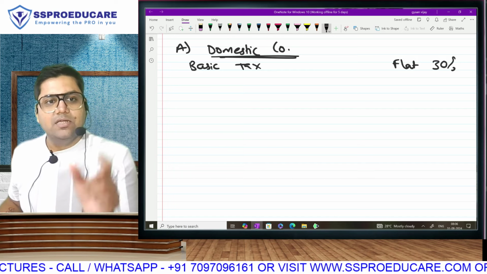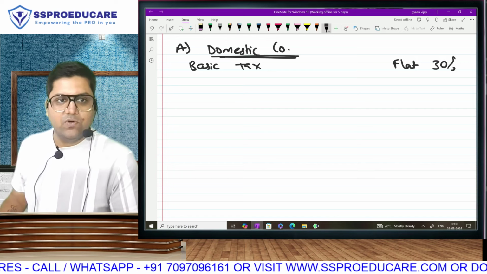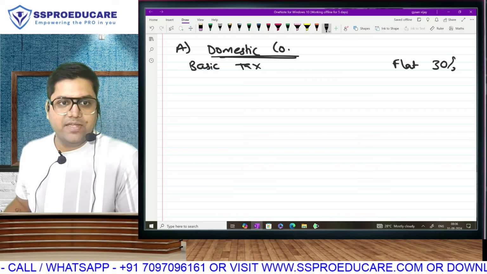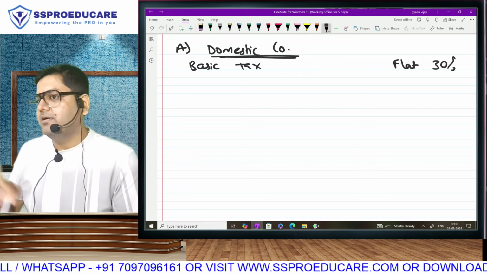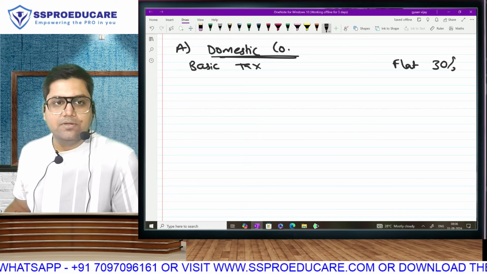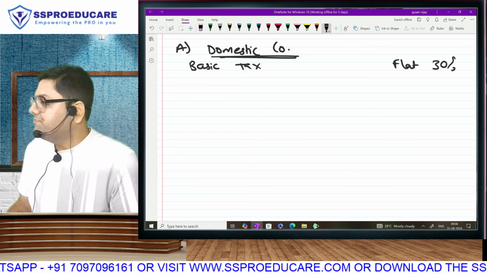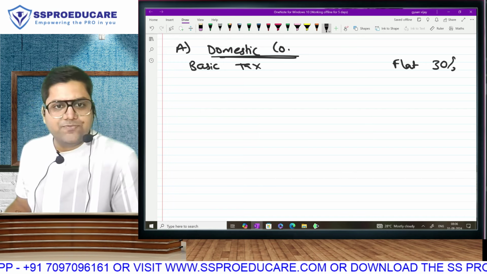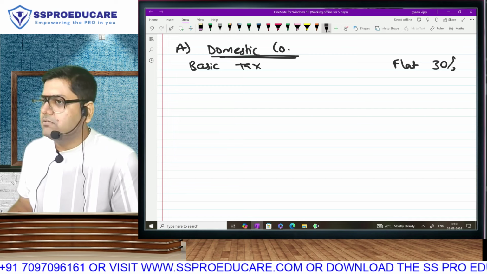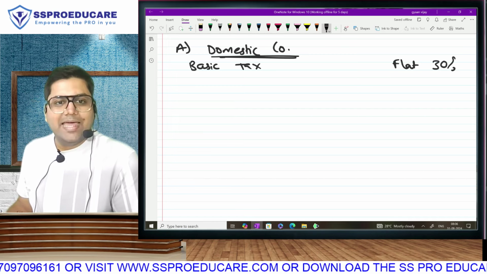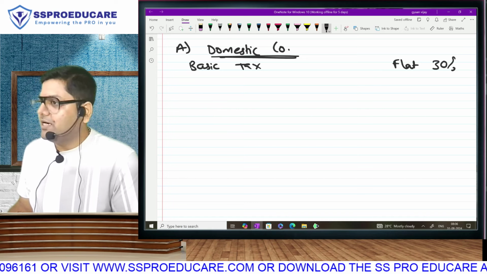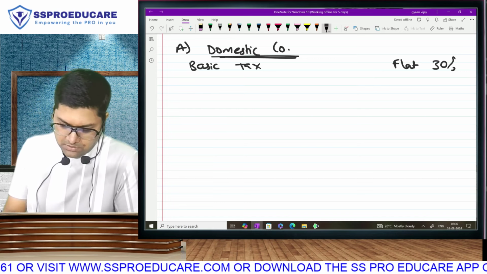So you have to see, are they registered or not registered? What are the papers saying? On the basis of that, you decide whether you consider it under Indian company or foreign company. Okay? Basic tax, flat rate of 30%. So same as firms, no basic exemption, no slabs. Every rupee will be taxable at a flat rate of 30%.